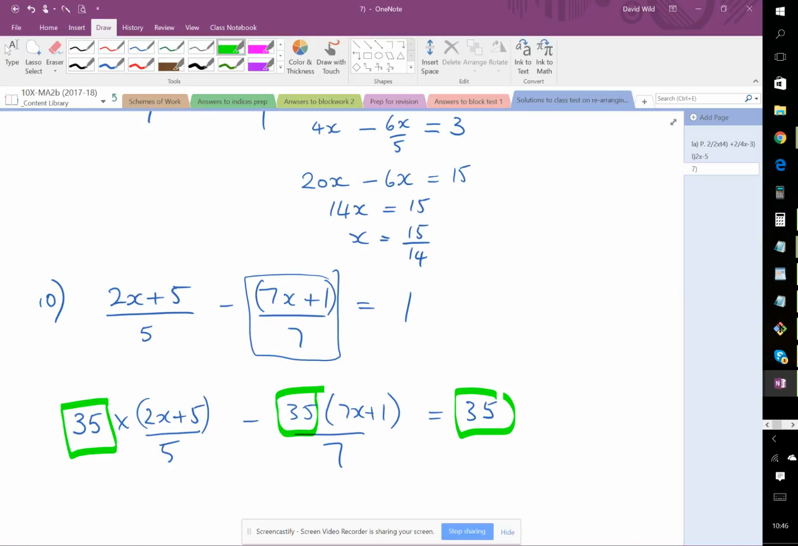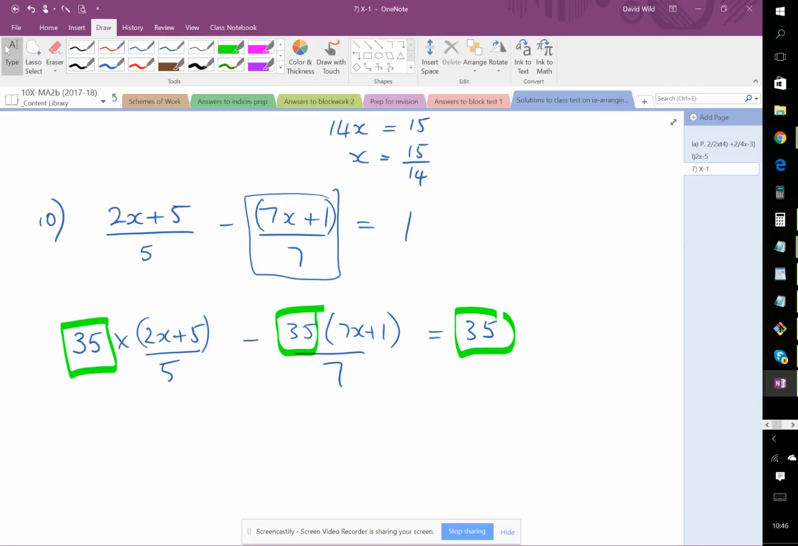Yes, Jack. Why is the 35 on the 7x plus 1 over 7? You put the... Doesn't matter, does it? Doesn't matter. Look, if I say 2/3 times 4, I can either say 2/3 times 4 or 2 times 4 over 3. Can't I? So it doesn't matter. All right?